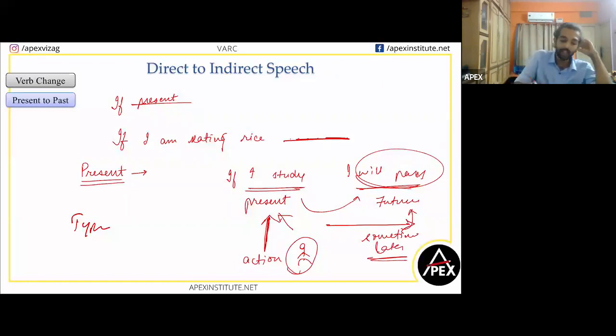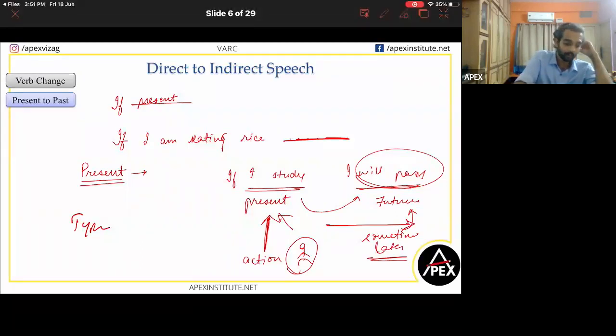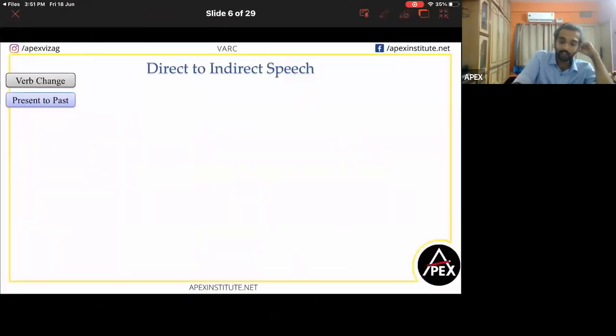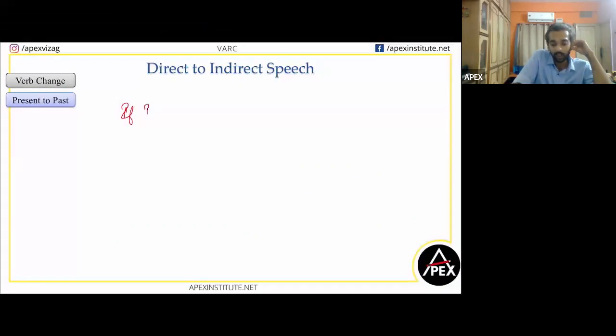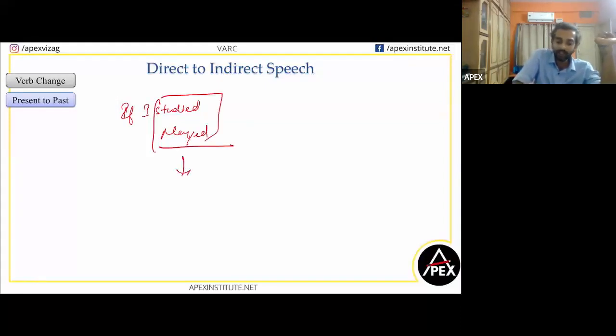Okay, the same thing here again. If you are looking at the second thing, if I studied, if I played, whatever you are taking, whatever you are looking at as an activity, this activity has happened in the past, right?